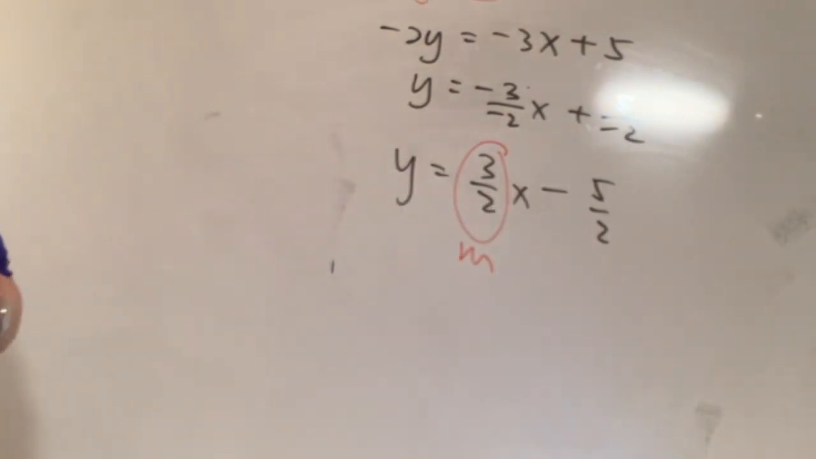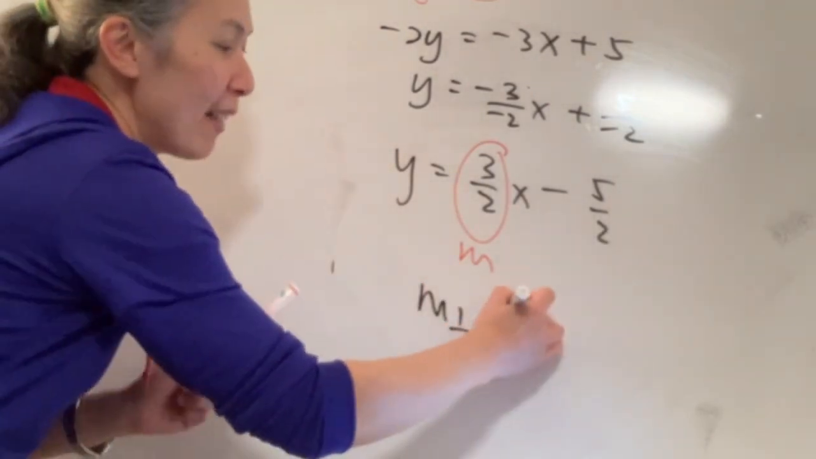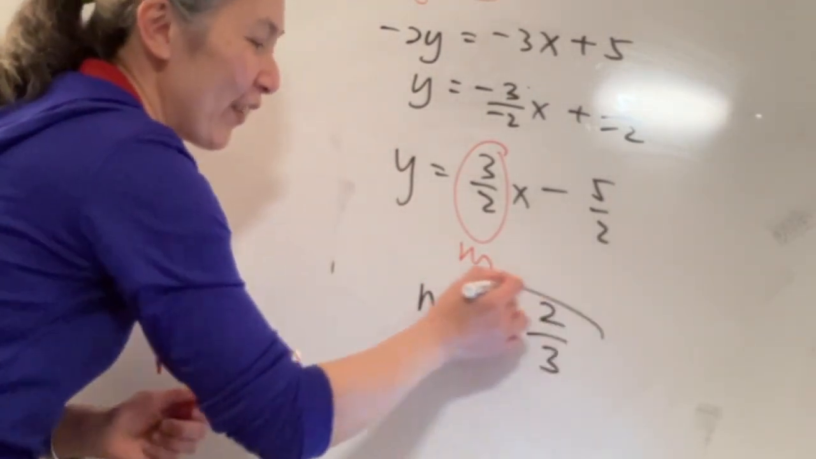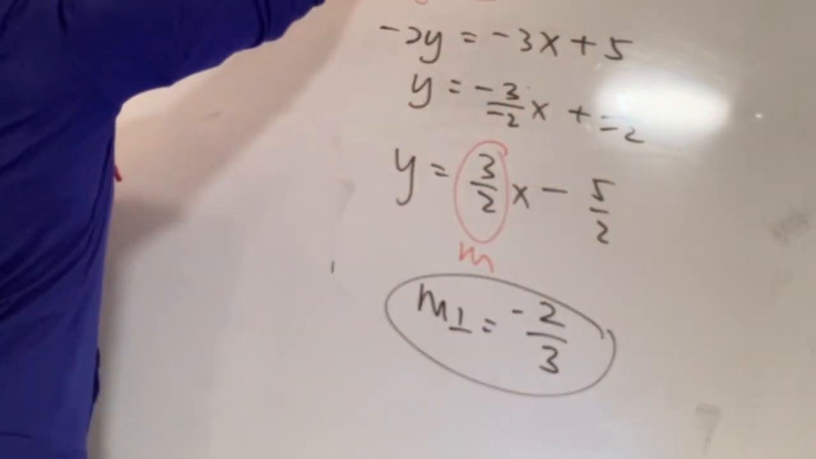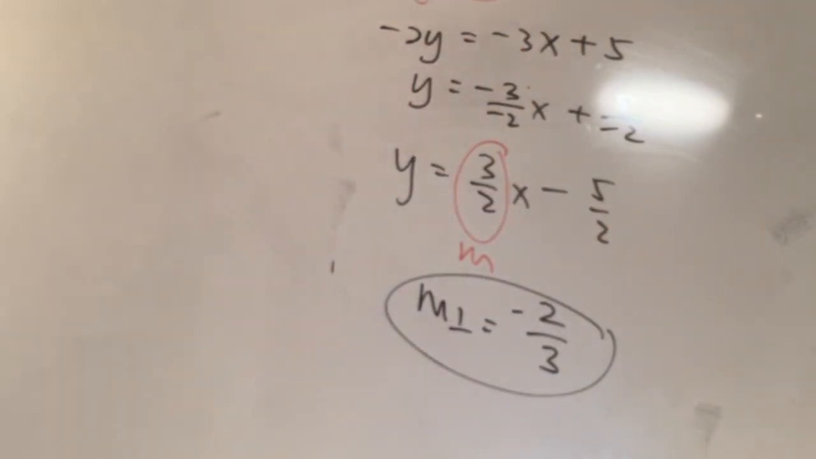And they give you a point. Remember the perpendicular gradient? Flip it upside down, change the sign. You're going to use this gradient, put it into here, and put the point into these two, and then you can write the equation. Whenever you see the equation of the line, those are the equations you're going to use.